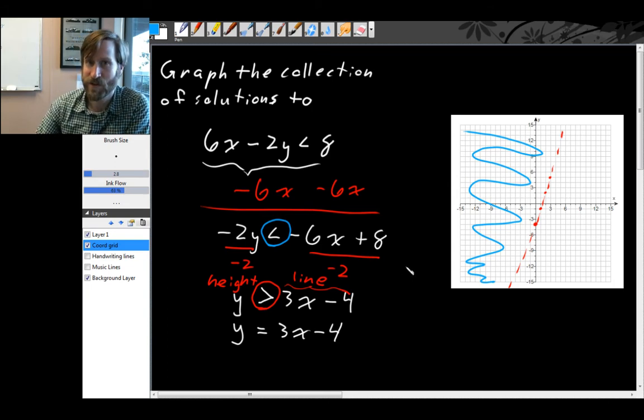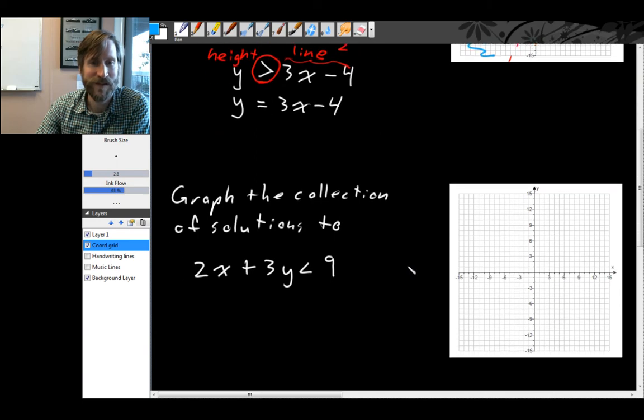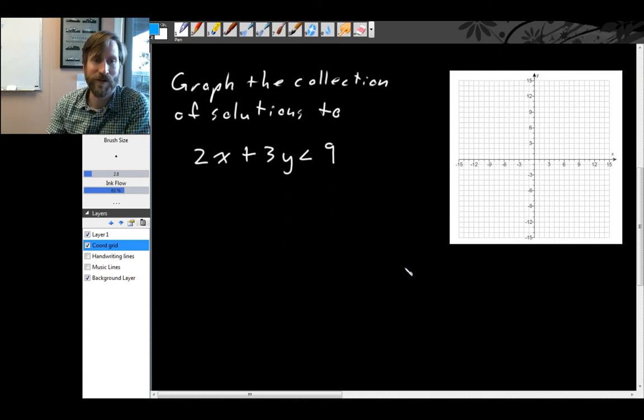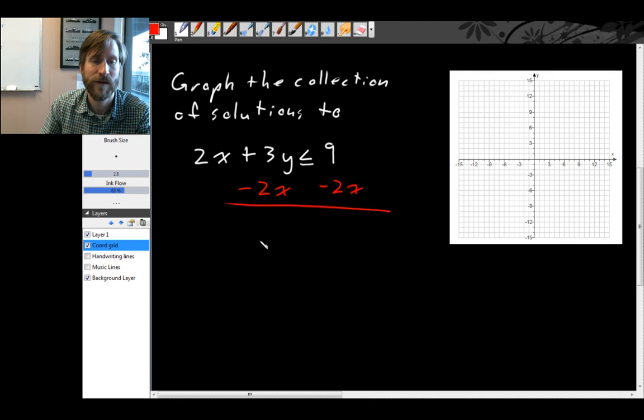Okay. Let's do another example that's a little bit different. Same flavor though, same general idea. So let's graph the collection of solutions to this inequality. There we go. So 2x plus 3y is less than or equal to 9. We'll start in the same way. We'll solve for y first. Minus 2x, minus 2x. We get 3y is less than or equal to negative 2x plus 9.